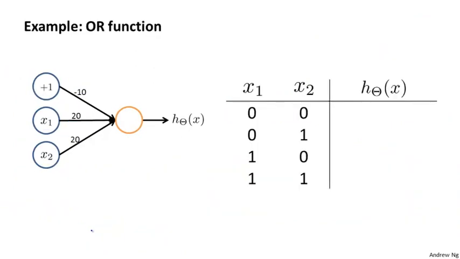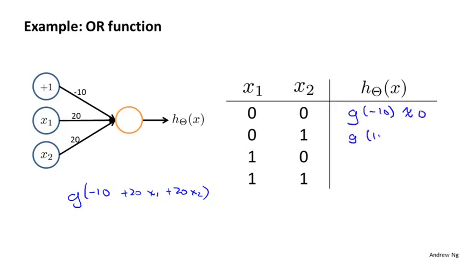This network shown here computes the OR function. Just to show you how I worked that out, if you write out the hypothesis, you find that it's computing g of minus 10 plus 20x1 plus 20x2, and so if you fill in these values, you find that that's g of minus 10, which is approximately 0, g of 10, which is approximately 1, and so on. And these are approximately 1, and approximately 1, and these numbers are essentially the logical OR function.